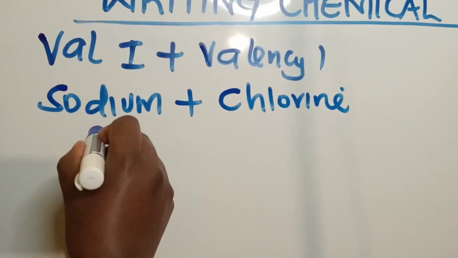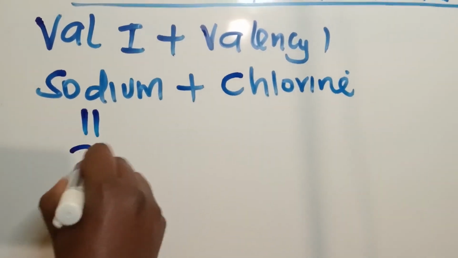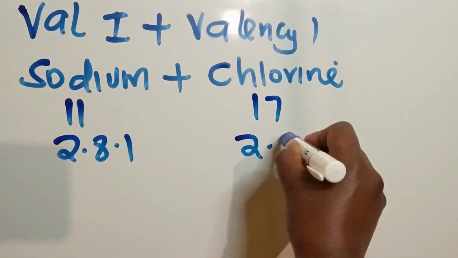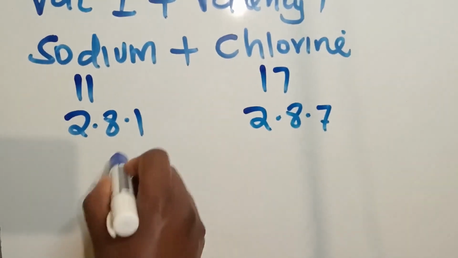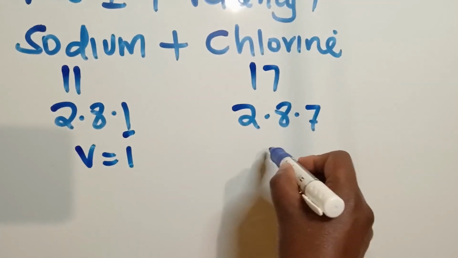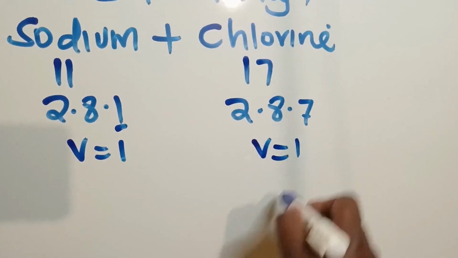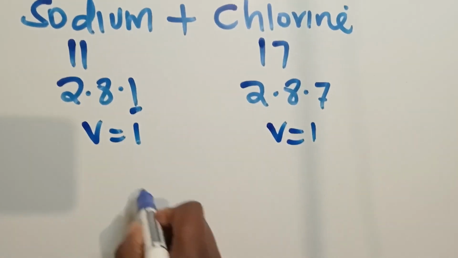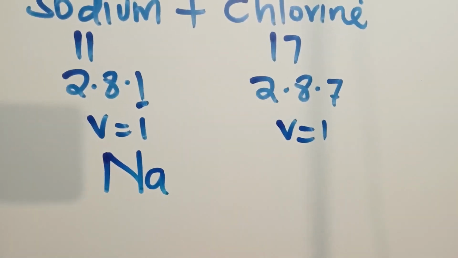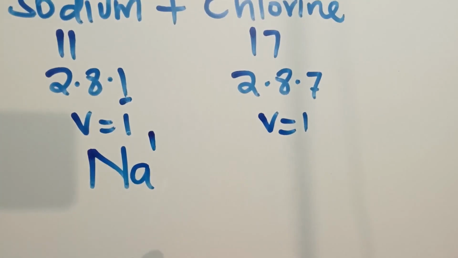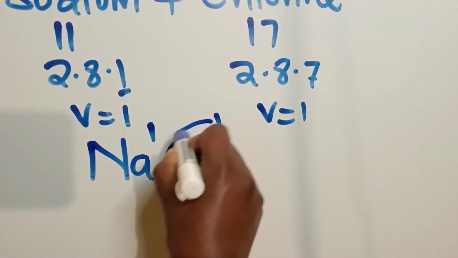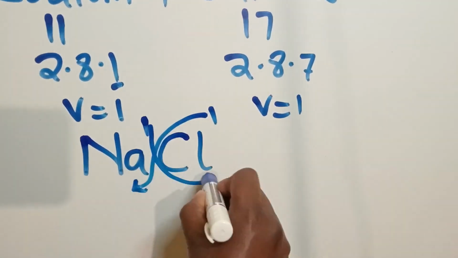Sodium is in group 1 with atomic number 11, 2.8.1. Chlorine, atomic number 17, 2.8.7. This one is required to lose 1, so valency is 1. This one is required to gain 1, so again valency is 1. Then from there we write the chemical symbols. So sodium has that symbol Na. We write the valency on top. Chlorine, again valence 1 on top, and then they'll be exchanging the valences.